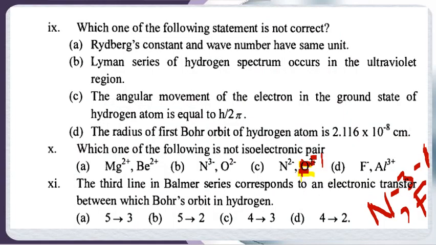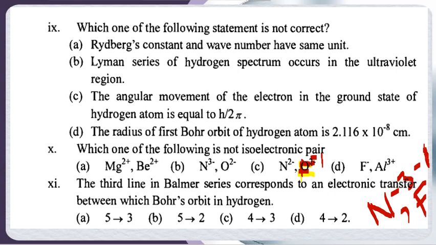Right. Now in the ninth one, which one of the following statements is incorrect? It is option D, which is not the radius of the first orbit. The 10th one says which pair is not isoelectronic. Isoelectronic are those species which have the same number of electrons in them. Mg after losing 2 electrons, 12 minus 2 becomes 10, and beryllium after loss of 2 electrons, 4 minus 2 becomes 2, so they are not isoelectronic.